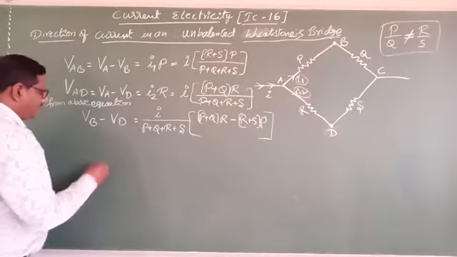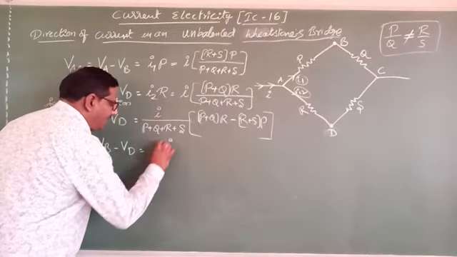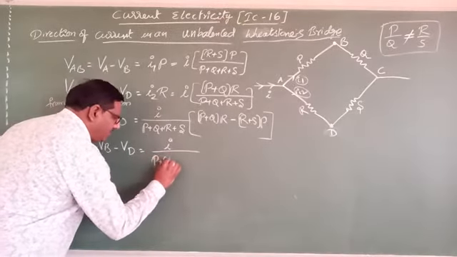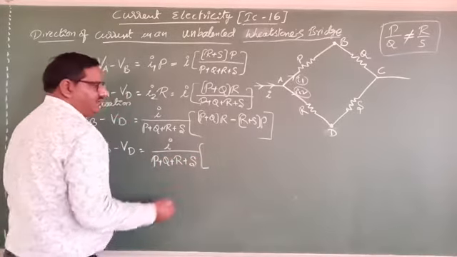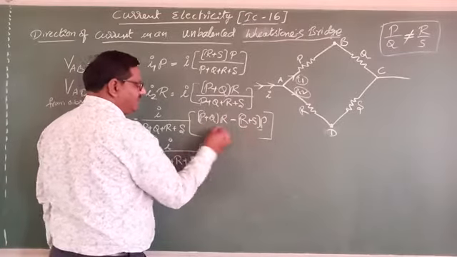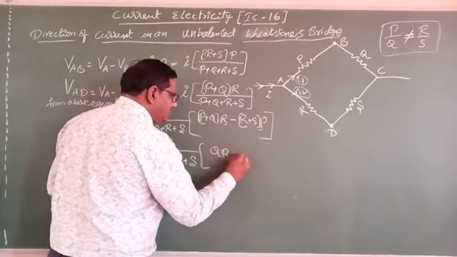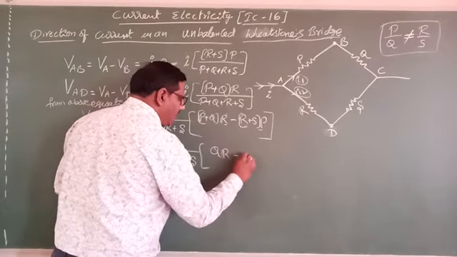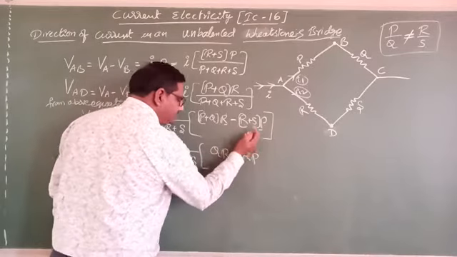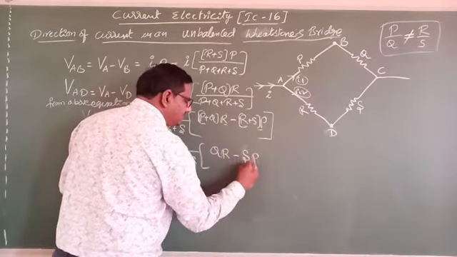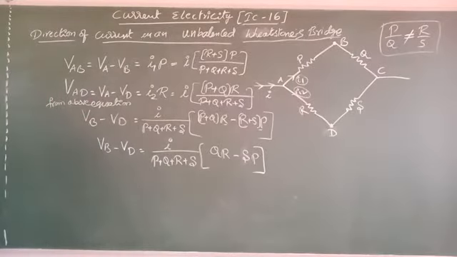Then finally, VB minus VD equals I by P plus Q plus R plus S into, here PR gets cancelled, so the remaining is QR minus SP. This is the unbalanced bridge condition.